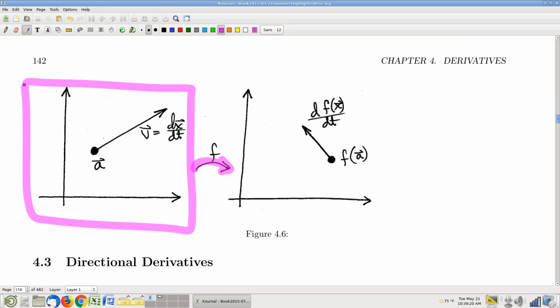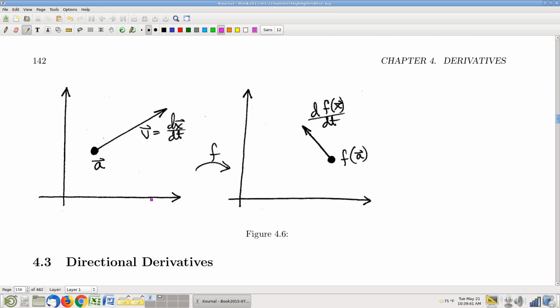If I say change the input, your response has to be which way? From this point in the domain, I could move this way, I could move that way, I could move this other way. You have to be a little bit more specific. Which way do you want to move?